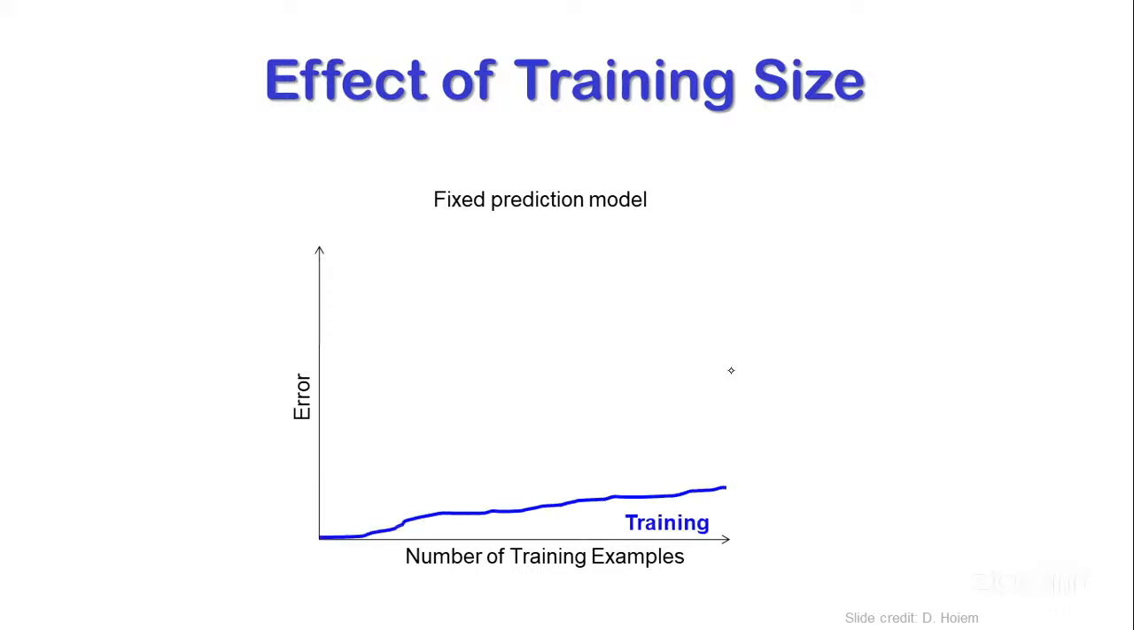So you can see that in the beginning, when you started training, the error is less because you have very few examples and your model is overfitted, basically. But then your testing error decreases as you increase the number of training examples, and the gap between the two is the generalization error. So we want to minimize this generalization error.